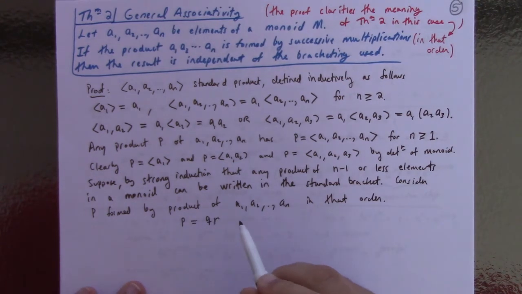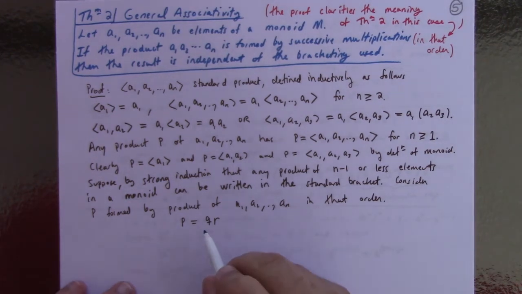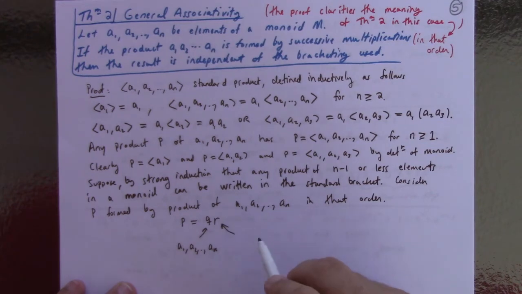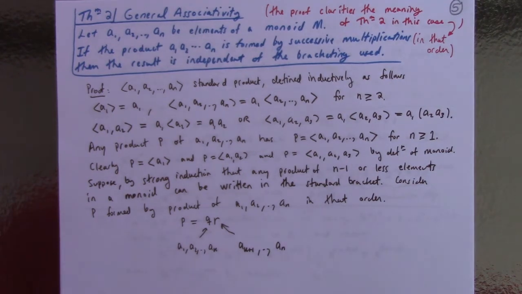Where Q is formed by the product of A1 through AK in that order, and R is formed by the product of AK plus 1 through An in that order, right? There has to be some last multiplication, and we're saying that that last multiplication happens between these products, the Q and the R, right? Here, of course, 1 is less than or equal to K is less than or equal to n minus 1.